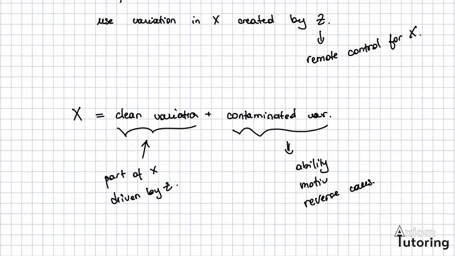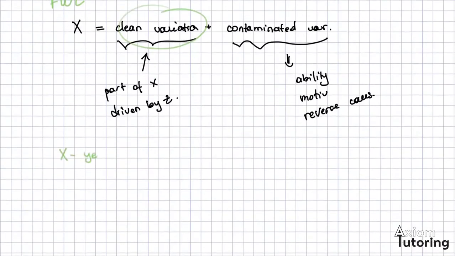OLS uses all the variation in X, clean and contaminated together. IV as a methodology uses only the clean variation part, all right? And again, this is in direct connection to the Frisch-Waugh-Lovell theorem that you have seen before, okay? Because you are identifying the beta hat from independent variation in X. All right, so IV finds that independent variation through Z, even when X itself is endogenous, okay? So imagine, for instance, that you've got X as years of education in uni, okay?